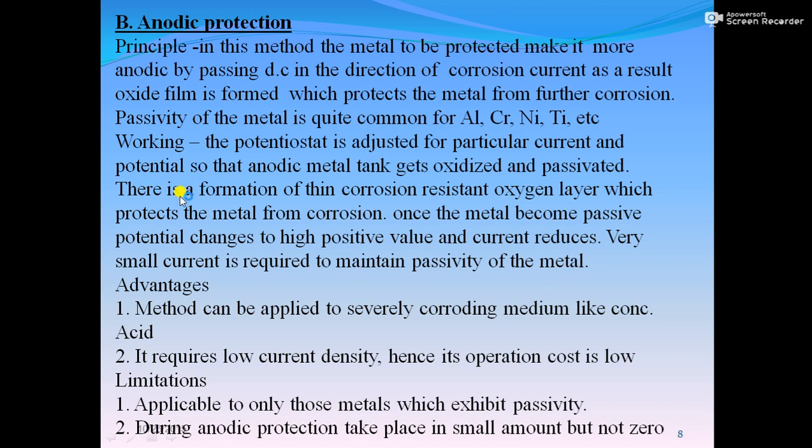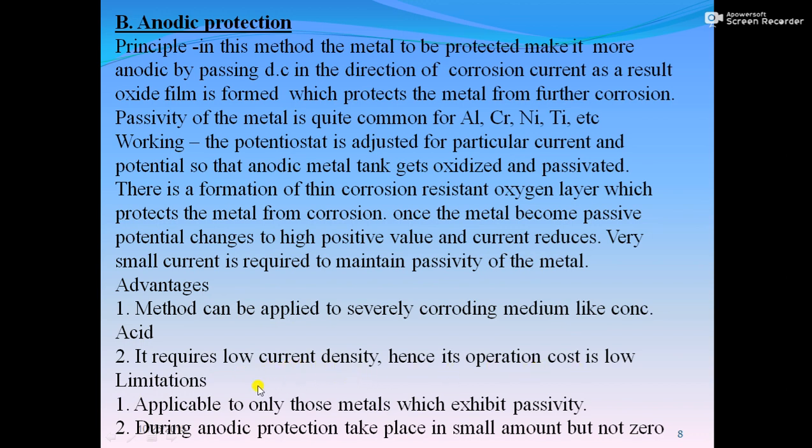The potentiostat is adjusted for a particular current and potential so that the anodic metal tank gets oxidized and passivated. So there is a formation of a thin oxide layer which protects the metal from further corrosion. Once the metal becomes passive, the potential changes to a high positive value and the current reduces. Advantage: the method can be applied for severely corroding media like concentrated acid. It requires low current density, hence its operation cost is low.